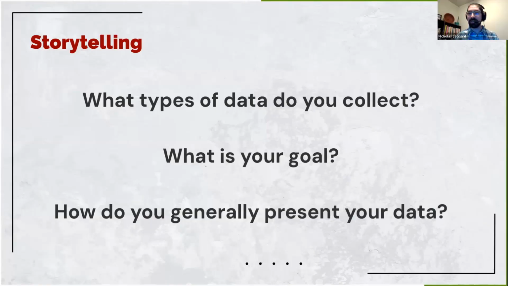What are the types of data that you collect? What is your goal with that data? And how do you generally present that data? One of the areas I've been looking at, trying to pay more attention to is engagement. And I tend to work in spreadsheets. I'm not good at the PowerPoint graphic visuals.